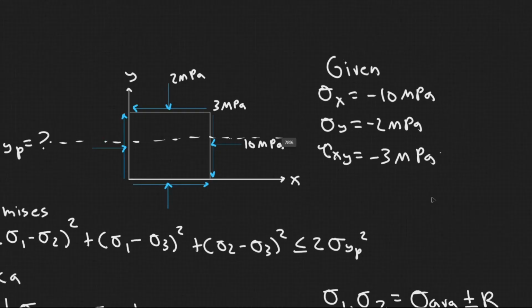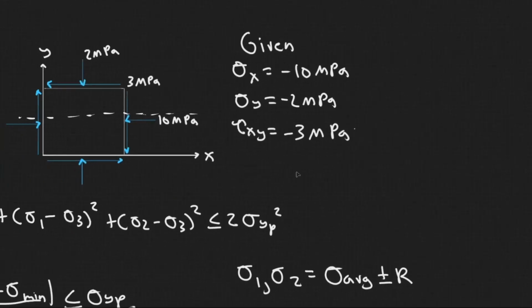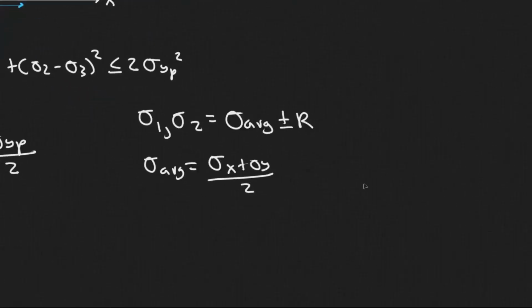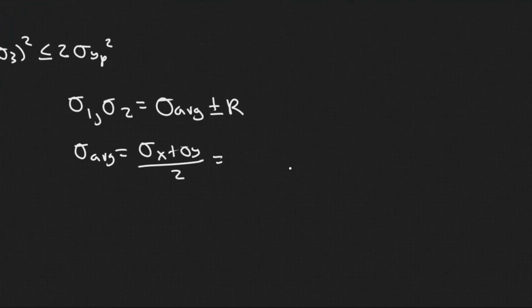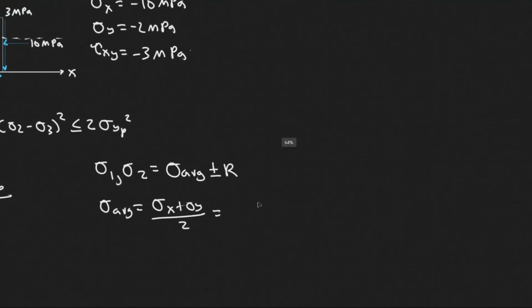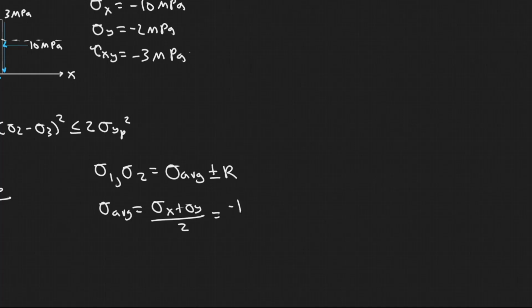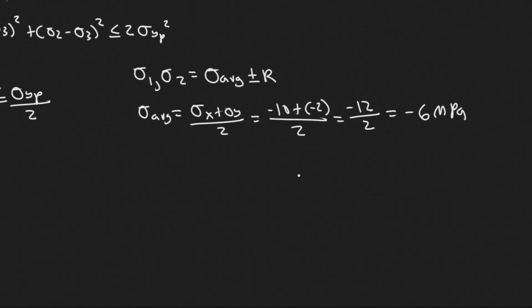So now that we have the stress in the x, y, and our shear stress, we can just go ahead and plug it in. So plugging that value in, sigma x plus sigma y, that's -10 plus -2, so this is just -12 over 2, which equals -6. And then we're talking about stress here, so it's still in MPa. So now we have the sigma average, which is our first thing we need. And then we need R.